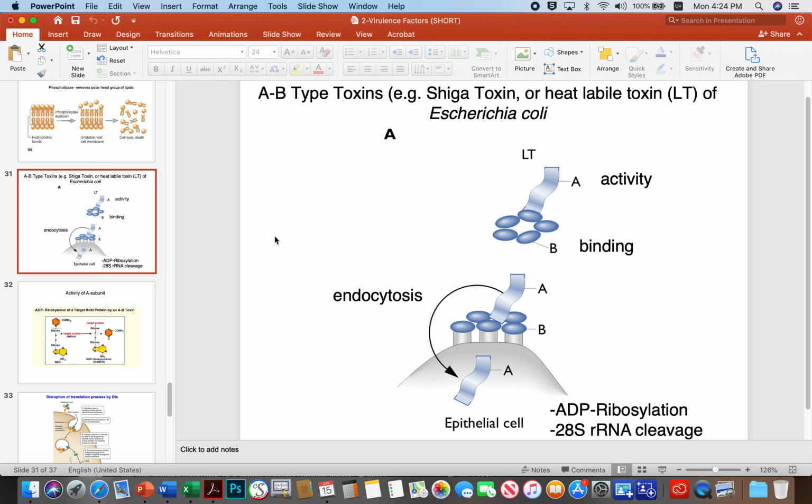The type 3 toxins are the AB type toxins. As the name suggests, they have an A portion and a B portion. And so the B portion is for binding. The B portion binds to whatever cell it is, and then the A portion goes inside and does some kind of terrible toxic thing.